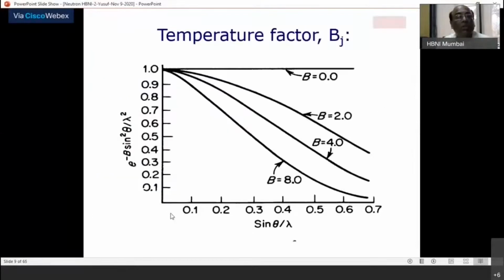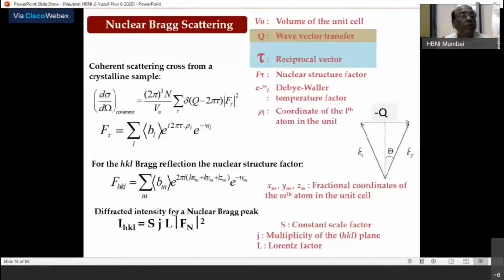Now I go to that one. This is my structure factor. Okay, so now in experiment, what do we measure? Basically, you measure the scattering cross section, d sigma d omega, where omega is the solid angle. This is the differential scattering cross section.